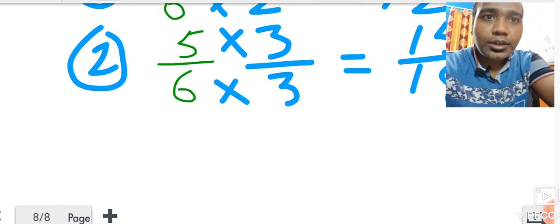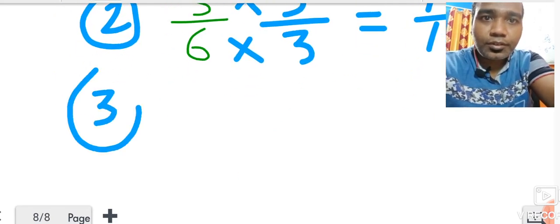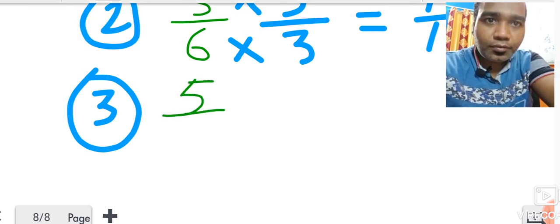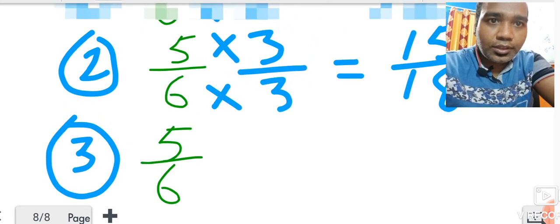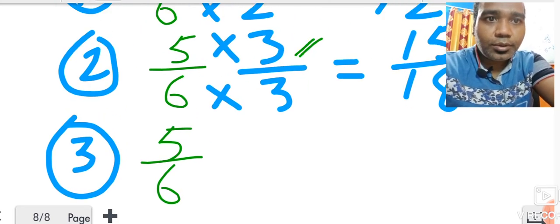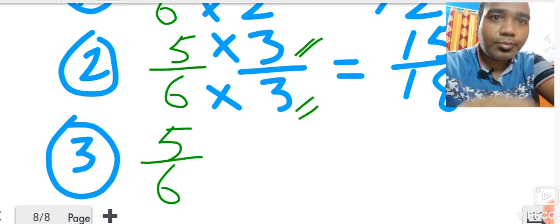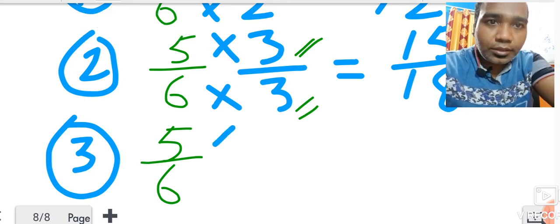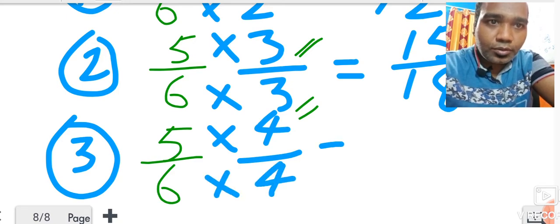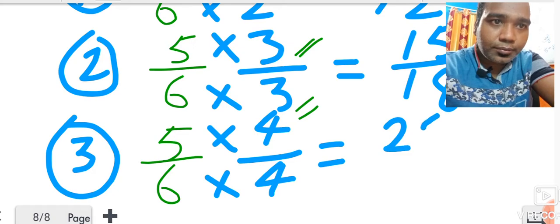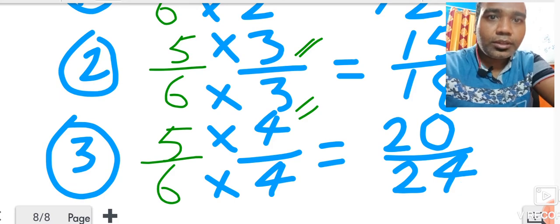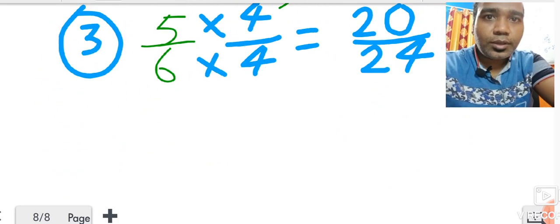Now in the same way, the third equivalent fraction. We have to write the third equivalent fraction of 5 by 6. So you can see 3 we have multiplied, 3 in the numerator, 3 in the denominator. Now which number do we have to multiply? The next number, we will multiply 4 in the numerator, and in the denominator also we will multiply 4. So how much will we get? 5 into 4 we get 20, and 6 into 4 we get 24. Okay. So 3 equivalent fractions we have written.